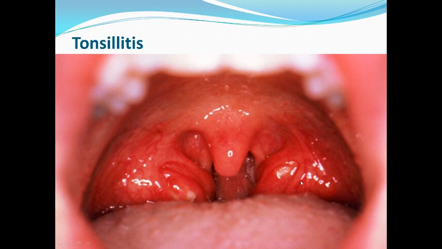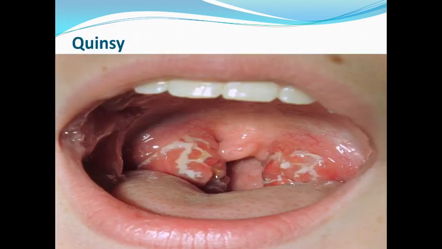And in children, this infection may spread to the surrounding tissues. If the infection causing tonsillitis spreads into the surrounding tissues, then it will form a peritonsillar abscess or the quinsy. The quinsy or the peritonsillar abscess is nothing but suppuration. You can see the suppuration here. Suppuration matlab pus formation. Suppuration means pus formation.